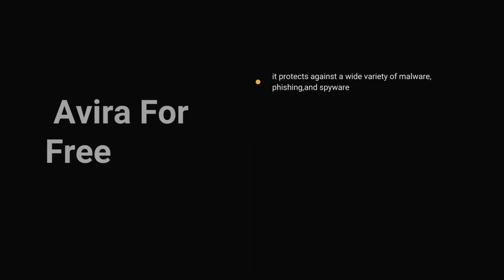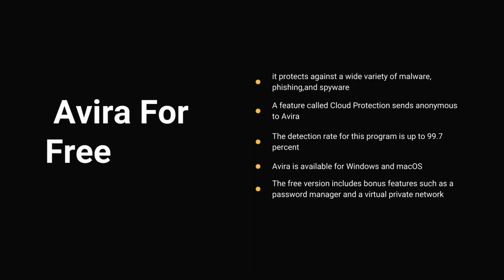4. Avira for free. To protect against a wide variety of viruses, malware, phishing, ransomware, and spyware, users should consider Avira's free antivirus software. A feature called Cloud Protection sends anonymous Avira fingerprints of suspicious files for status scanning and reporting. The detection rate for this program is up to 99.7%.